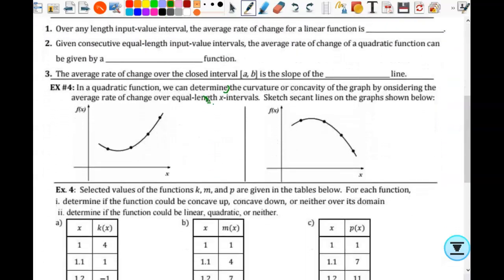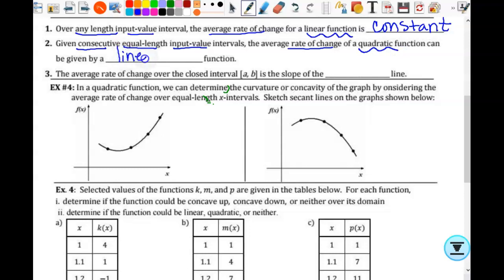Over any length input value interval, the average rate of change for a linear function is constant, graphed as a horizontal line. Given consecutive equal length input value intervals, the rate of change of a quadratic can be given by a linear function. And the average rate of change over a closed interval is the slope of the secant line.